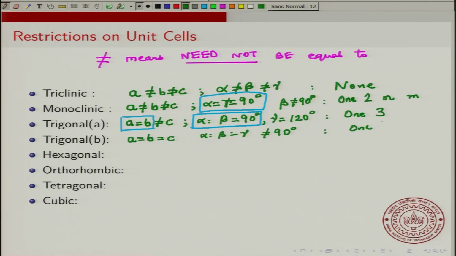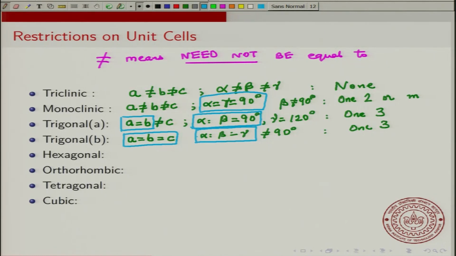And this also has only one 3-fold axis. So the restriction on the unit cell parameters is that A, B, C should be the same, alpha, beta, gamma should be the same. That is a restriction on the unit cell parameters, and the essential symmetry is that it should have one 3-fold axis.